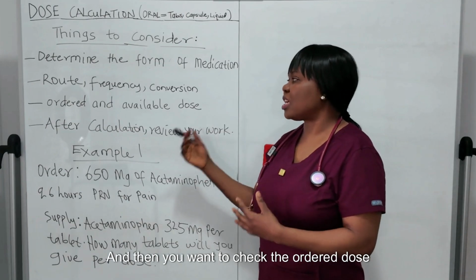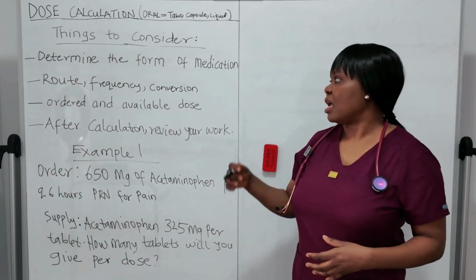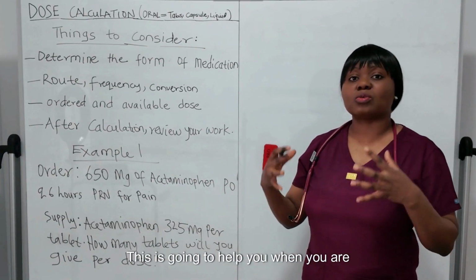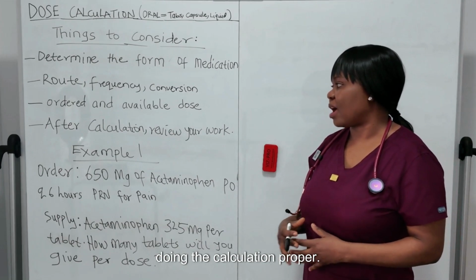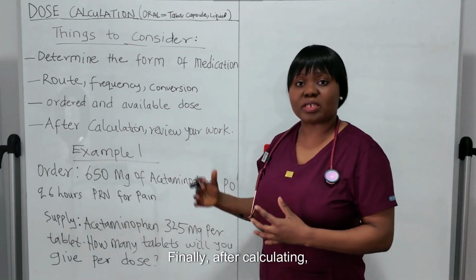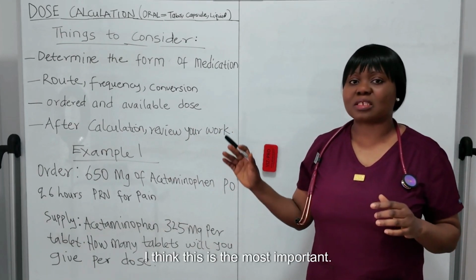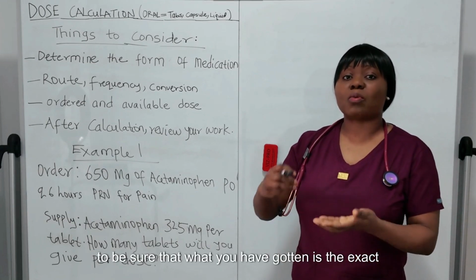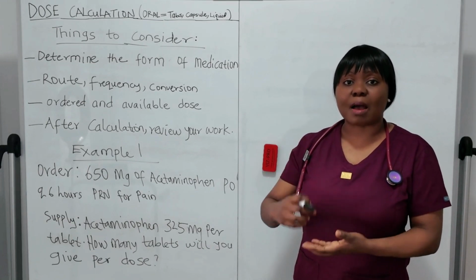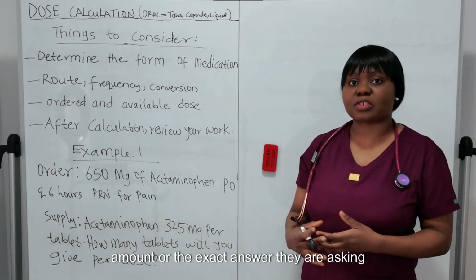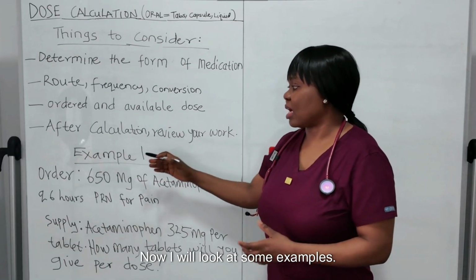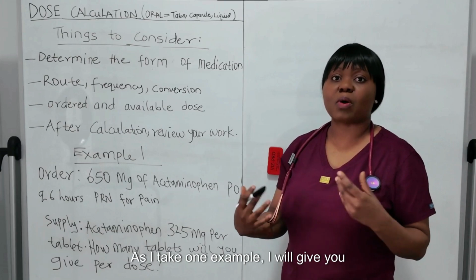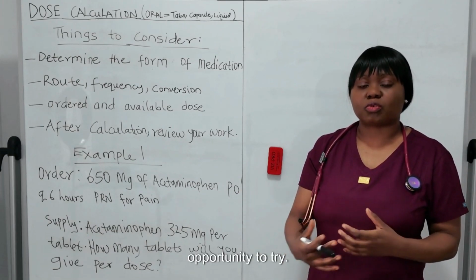And then you want to check the ordered dose and check the available dose. This is going to help you when you are doing the calculation proper. Finally, after calculating, you want to review your work. I think this is the most important. You make sure you review your work to be sure that what you have gotten is the exact amount or the exact answer they are asking you to get. Now I will look at some examples. As I take one example, I'll give you opportunity to try.